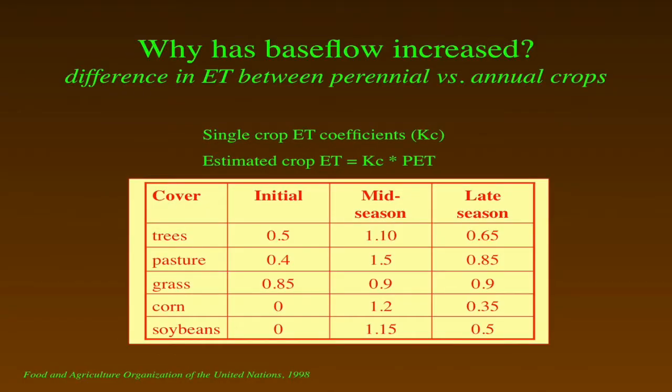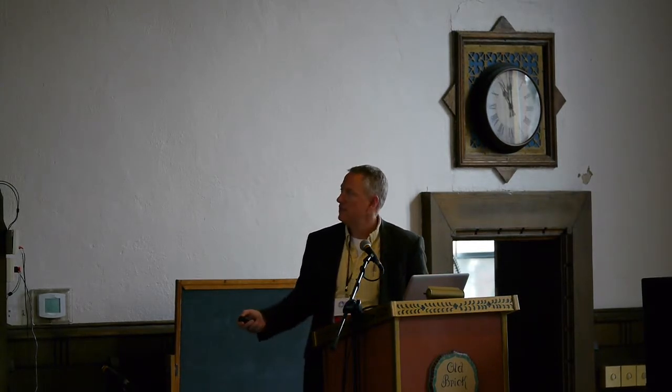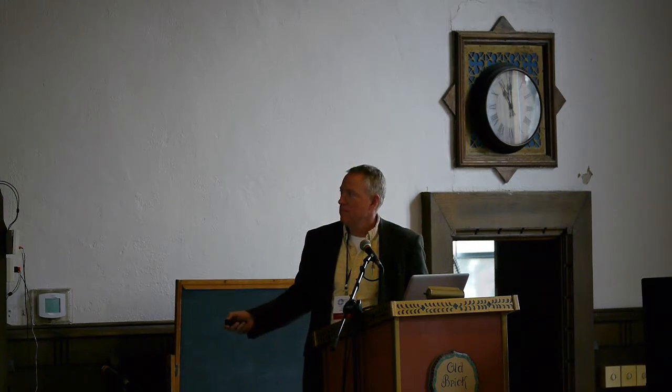So why do we see increasing base flow in Iowa? That's always kind of an interesting question. There's a couple reasons, one of which I'll highlight here first is that there's a big difference between the ET, the evapotranspiration that comes from annual crops versus a seasonal crop. Annual crops like grass, trees, pasture, you see has initial, mid-season, and late-season ET.